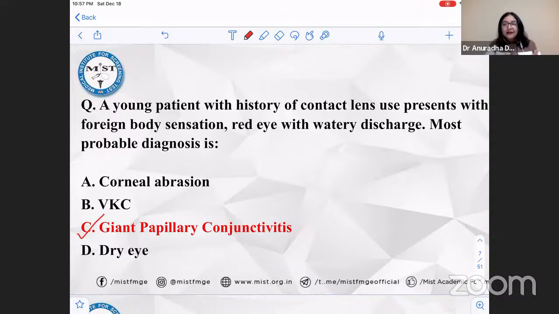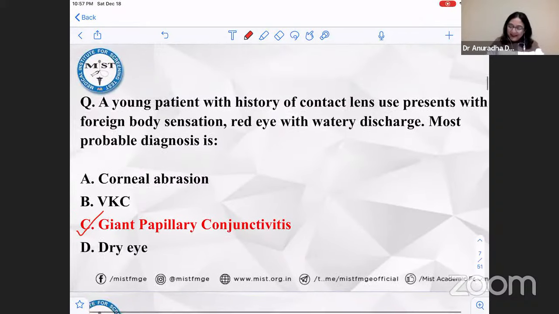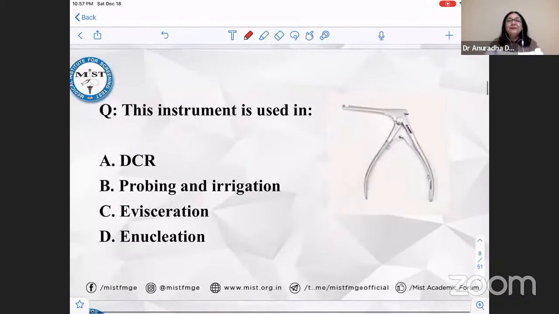So if it is a young boy, a young child with symptoms more in summer, then it is VKC or vernal keratoconjunctivitis, as we all know. Okay? So the right choice will depend upon the exact wording in the exam. But if this is the case scenario, then your answer is giant papillary conjunctivitis. Okay? So let's move on to the next question.